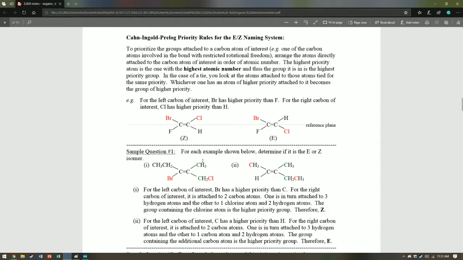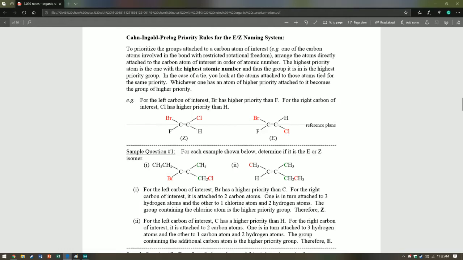Now, what if you had a methyl group here, and then a methyl something here? What if you had hydrocarbon chains? Then you go and look at the atom that's attached to that and check its order, and if it's the same, you go to the next atom, and so on and so forth. So here on this side, 12, 12, not high enough order. This is more than 12. Bromine has a higher atomic number than carbon, so this gets the priority here. Whereas on this side, they're both carbon, so they have the same order.